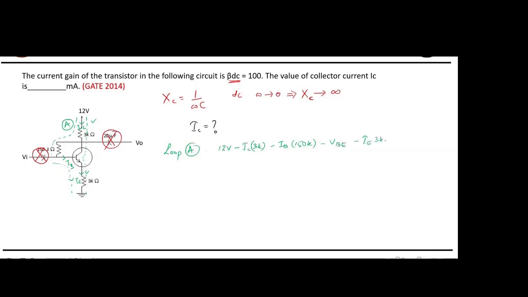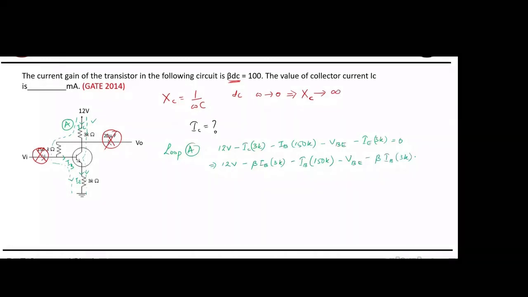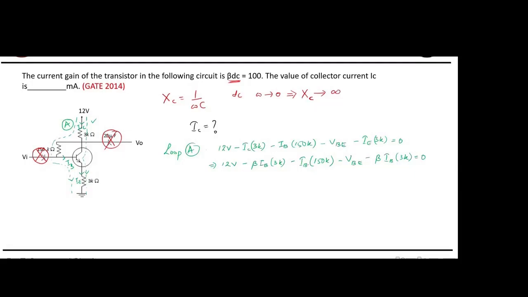Okay, now this equation, can I convert all to in terms of IB like this? 12 minus beta times IB times 3K minus IB times 150K minus VBE minus beta times IB times 3K. What is the value of VBE? Can I take it to be 0.7? Now, from this equation, can you solve IB?